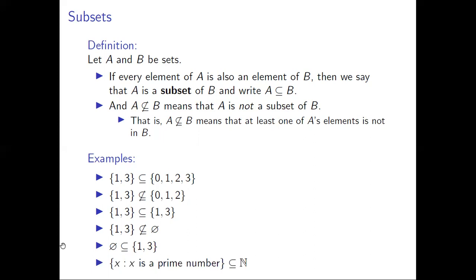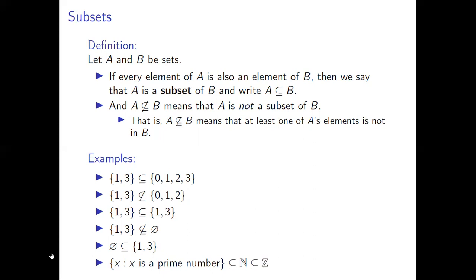Another example: the set of prime numbers is a subset of the set of natural numbers, because every prime number is a natural number. The prime numbers start from 2, and they're only integers, so every prime number is automatically a natural number. So every element of the set of prime numbers is an element of the set of natural numbers. Therefore, the set of prime numbers is a subset of N.